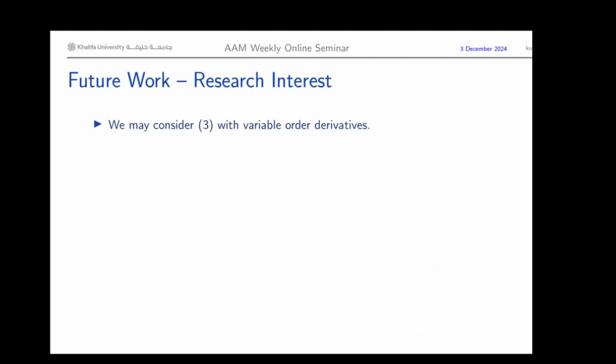So what's next? Of course, we may extend, rather than considering our problem with only alpha and beta between 0 and 1, we may consider a variable order derivative depending on time, where alpha is now alpha(t) and beta is beta(t), with alpha(t) and beta(t) between 0 and 1.